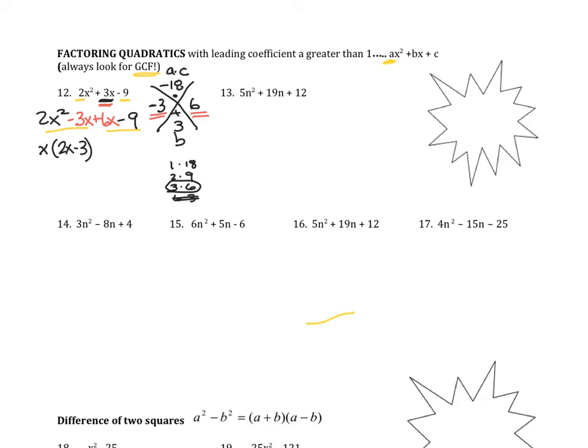When I look at positive 6x minus 9, I notice that they have a 3 in common. So I'm going to factor out a 3, and I notice that 6x divided by 3 is 2x.